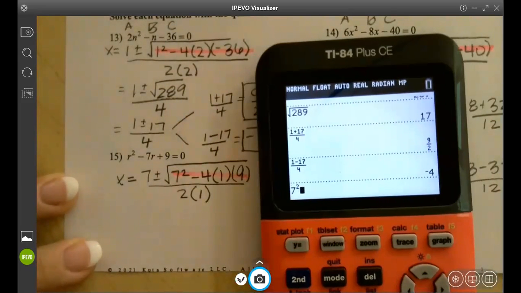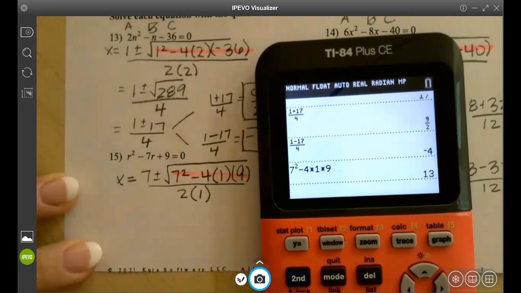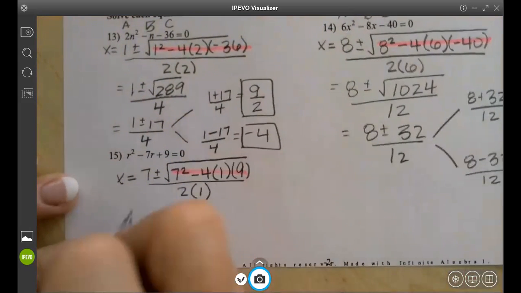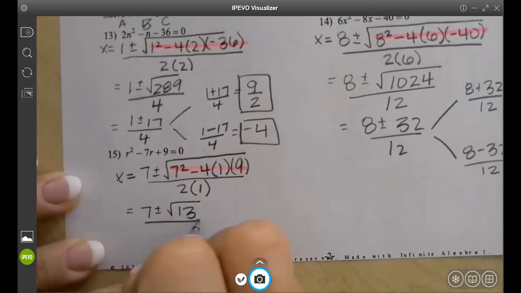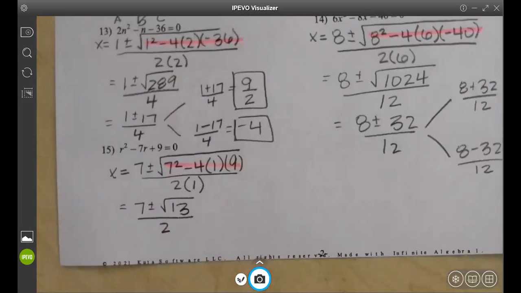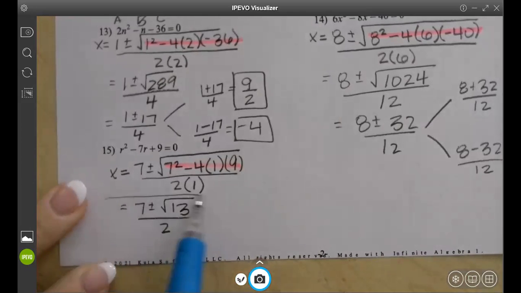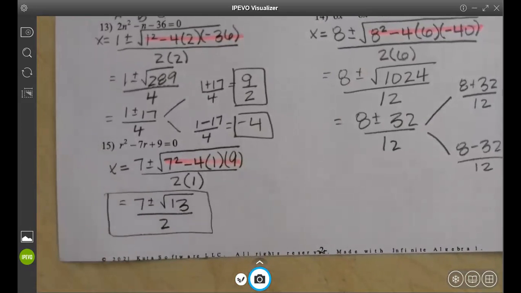Put that in your calculator. 7 squared minus 4 times 1 times 9 gives you 13. 2 times 1 is 2. Will 13 break down? No, it's just plain 13. 1 and 13 are only factors. There's no pairs. This is as good as it's going to get. That's the answer that you're going to see.